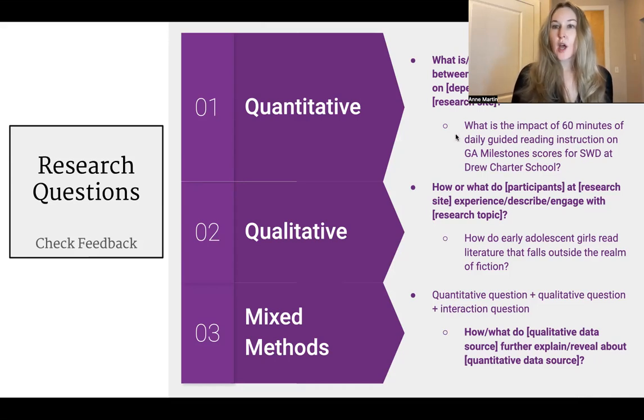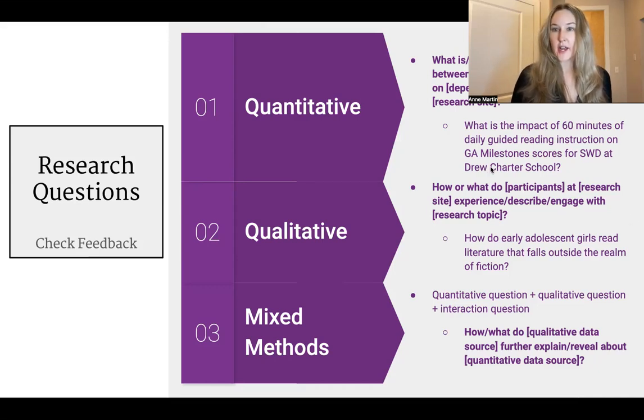So as an example, what is the impact of, and then, so that's the first part. I chose impact, and then independent variable. So in this research question, the independent variable is 60 minutes of daily guided reading instruction. So that is the item that I am interested in understanding the efficacy of, what is the effect of it. So that is my independent variable, guided reading instruction for 60 minutes. So you can see I made it specific: daily, how much time, and the exact program that I'm looking at.